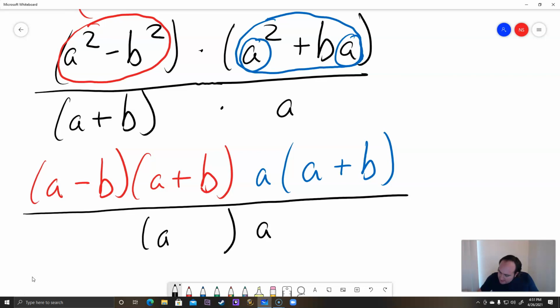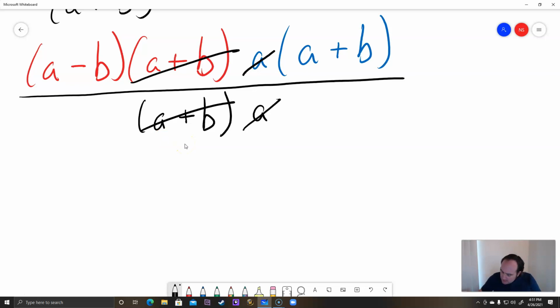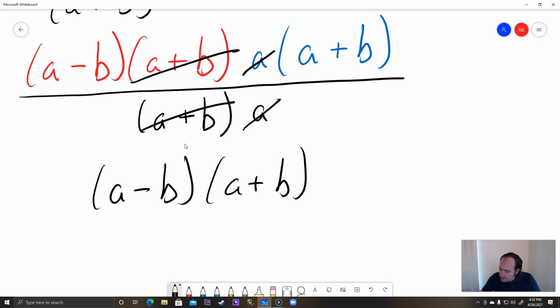So what's going to cancel out now? Well, we can see on the top and the bottom we have an a plus b right there. And then we also have an a in common. Now, is there anything else to cancel? Well, no, because we crossed out everything in the denominator. So you would think that the answer would be a minus b times a plus b. And then we don't need to write the denominator because now the denominator is actually 1. Because if you cross out everything, there's still a 1 left over. But remember, any number over 1 is just the number, so we can just not write that 1 in the denominator.